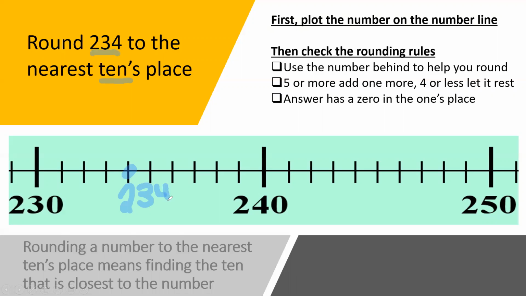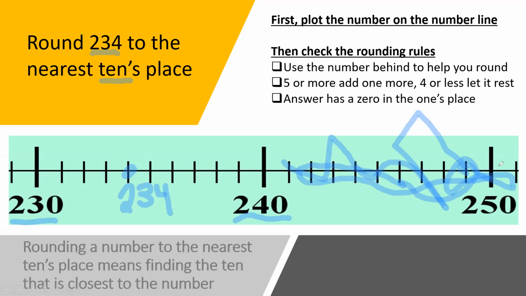234. All right. Now, you are between 2 numbers that end with a 0. 230 and 240. We don't need this part of the number line down here. We don't need this at all because our number is already between 2 numbers that end in 0, okay? So now we use the rules.